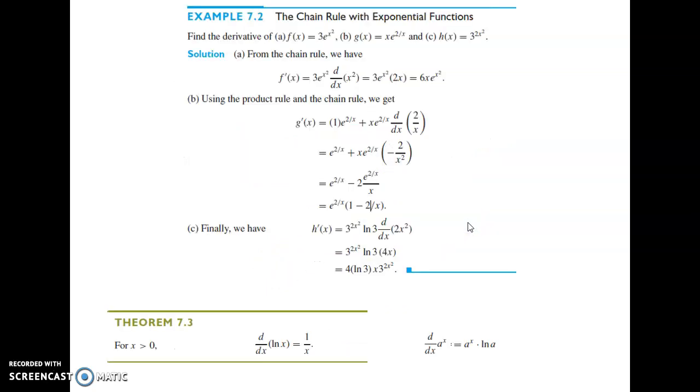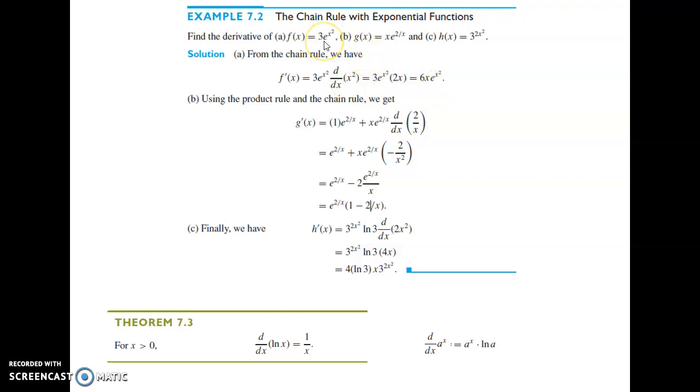So we have again some examples on exponential function. f(x) is equal to 3e to the x squared. So f prime, 3 as it is. Now for this, I will use the chain rule. What is the derivative of e raised to x squared? It is e raised to x squared, then the derivative of x squared. See, chain rule, so 3e to the x squared times 2x.